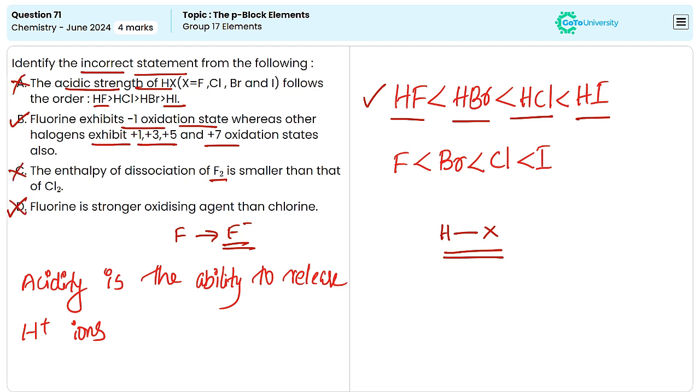So among these four options, option B is the right answer. That is the incorrect statement.